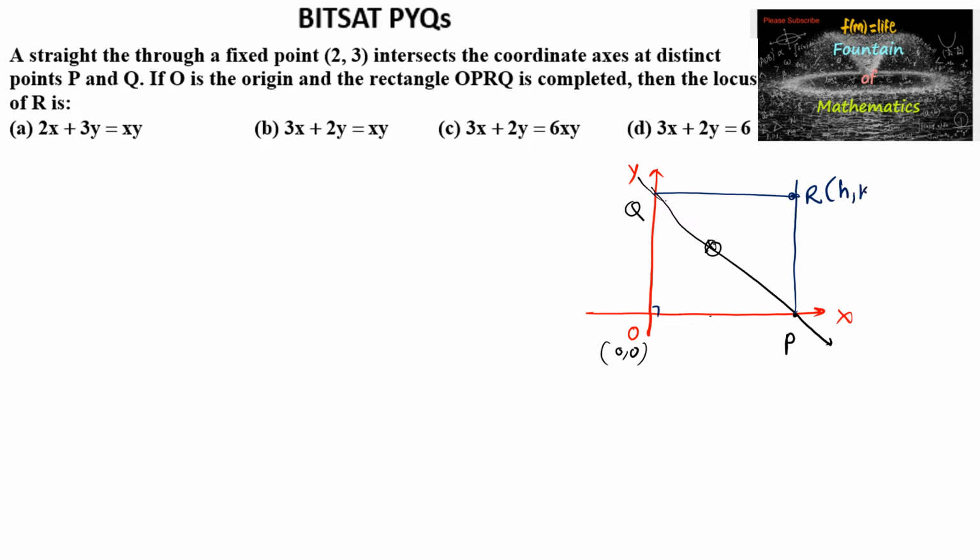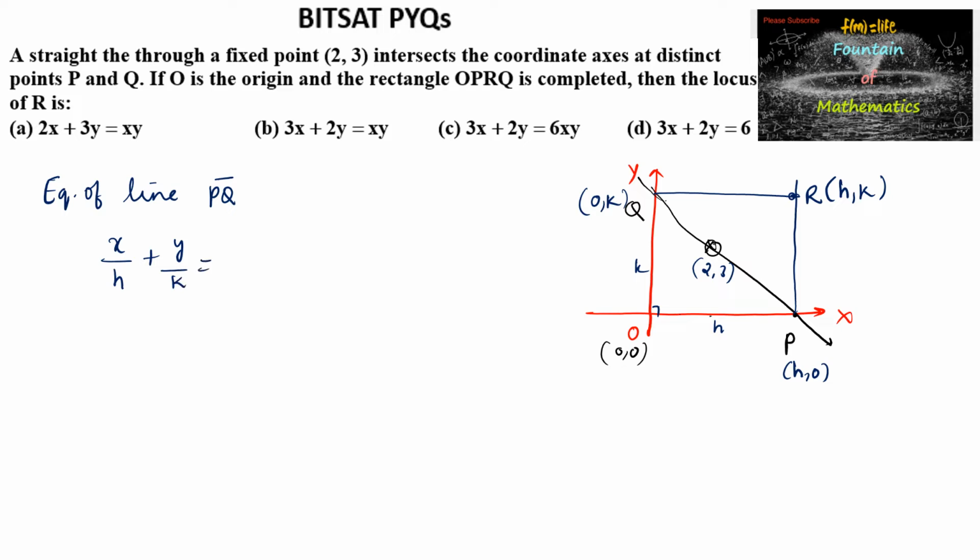point (h, k). So we can consider the point P as (h, 0) since it is a rectangle, with RP parallel to the y-axis and here QR is parallel to the x-axis. So we can say the point Q is (0, k), and the point is (2, 3). So the equation of the line PQ, whose x-intercept is h units and y-intercept is k units, is given by x/h + y/k = 1, the intercept form of a line.